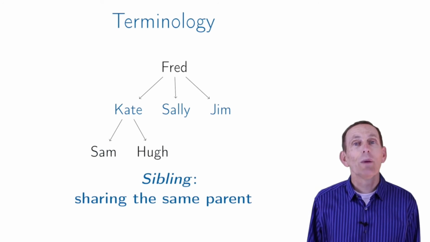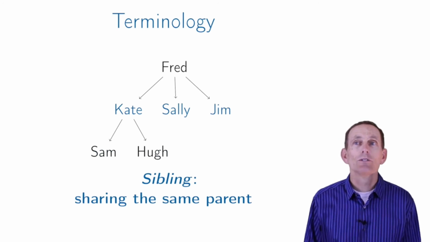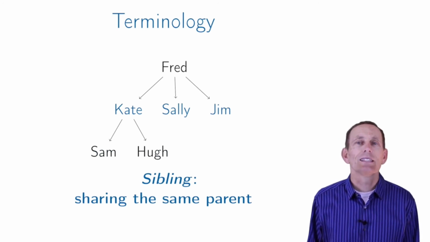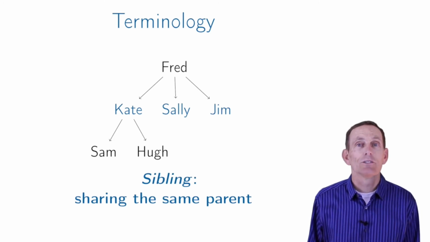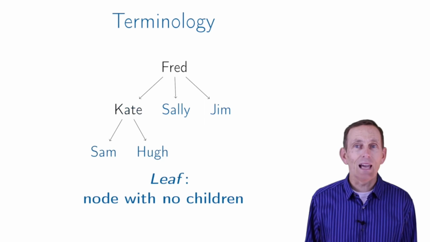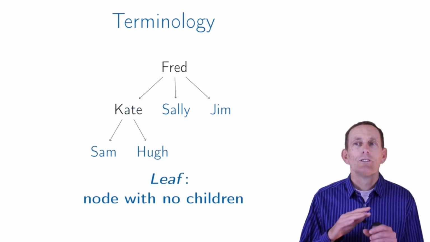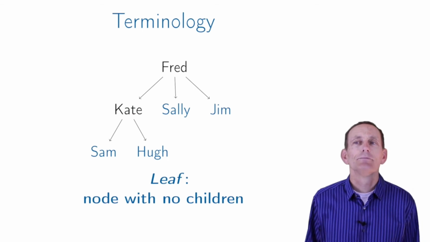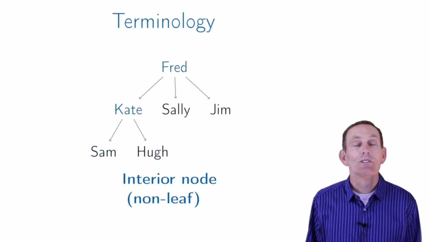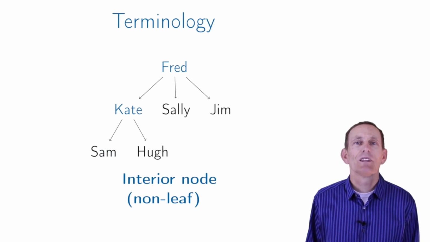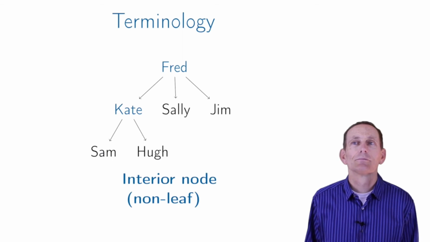Sibling, two nodes sharing the same parent. So Kate, Sally, and Jim are all siblings. Sam and Hugh are also siblings. A leaf is a node that has no children. So that's Sam, Hugh, Sally, and Jim. An interior node is any node that isn't a leaf. So this is Kate and Fred. Another way to describe it is all nodes that do have children.